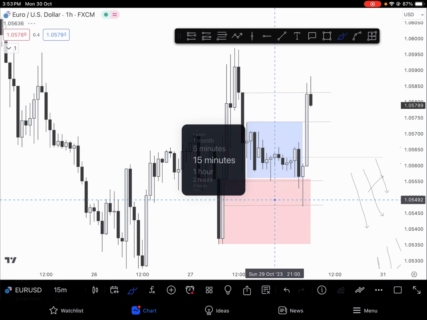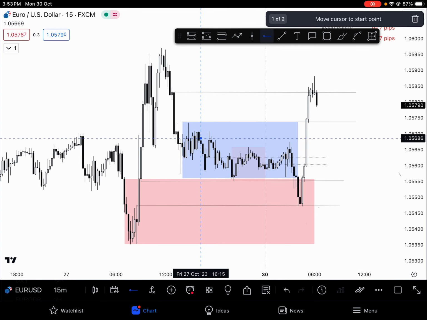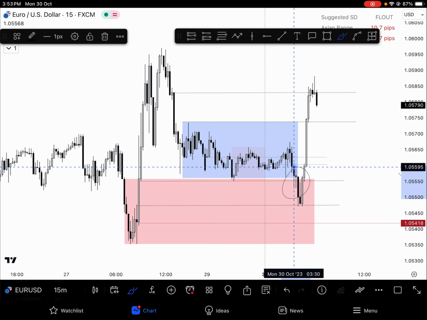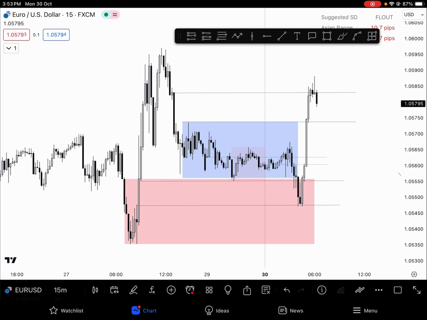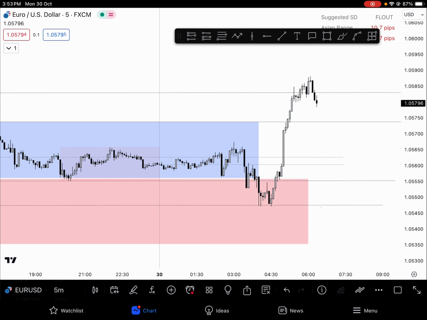Now you see in the 15-minute time frame, you would have put a stop loss here and taken entry here, but as I'm taking trades against the order flow, I look for the confirmation, and then accordingly I will put my stop loss. Now come back to the 5-minute time frame, or you can go to the 1-minute time frame.